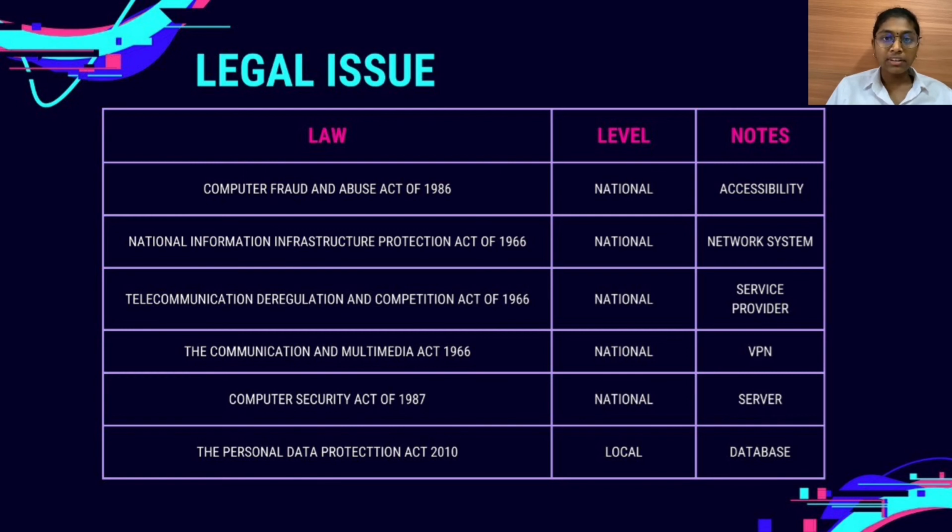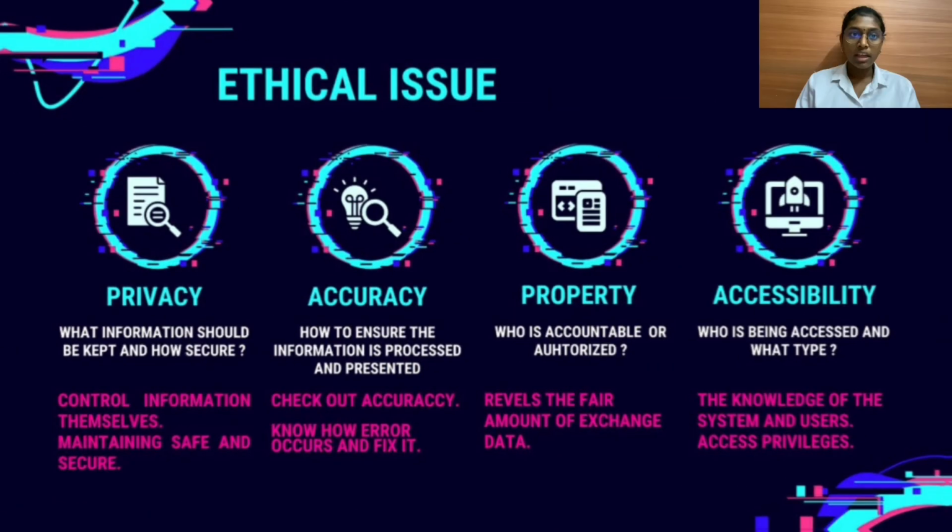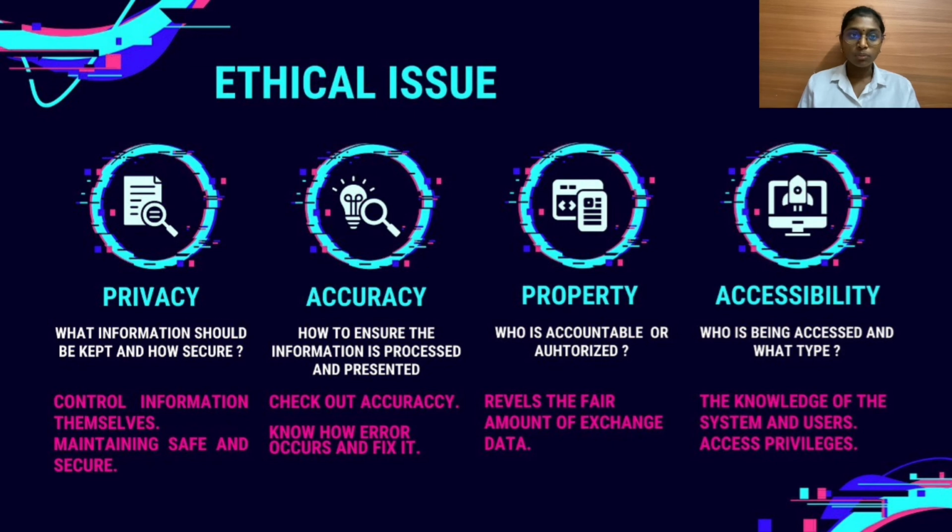Private law regulates the relationship between the user and developer. Public law regulates the structure of administration of government agencies and their relationship with the public. In this case, it is the users. First category is privacy issue. What information about individuals should be kept in the database and how secure it is falls under privacy issue.